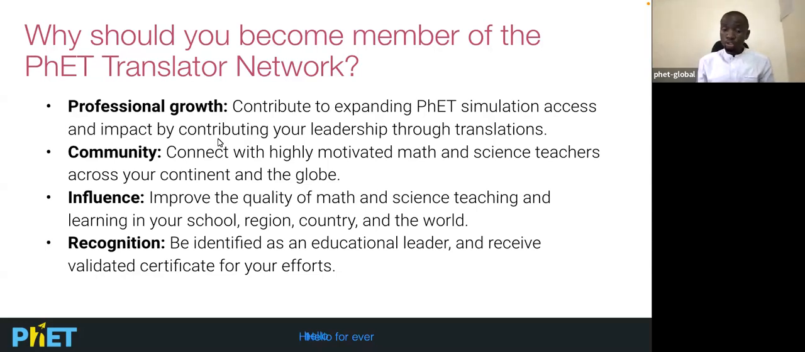Influence as well. You can also leverage this to grow your influence in your subject domain or in education generally across your locale, in your country, and recognition at the end of the day, of course, be identified as an education leader, and receive validated certificates to show, to support the effort and time you put into supporting translation into your locale.